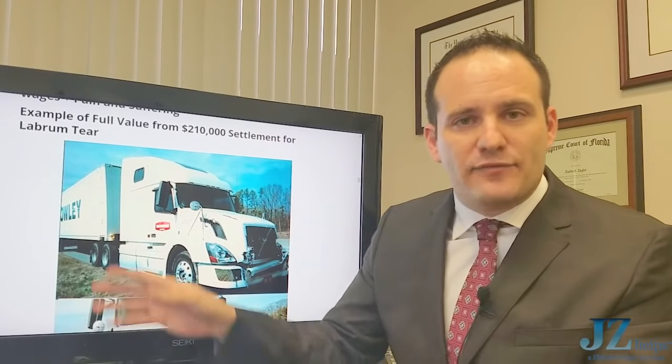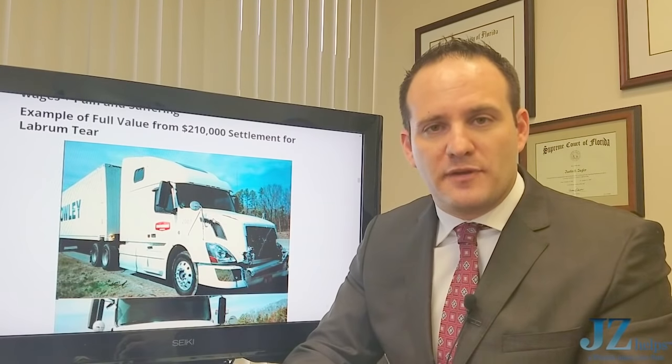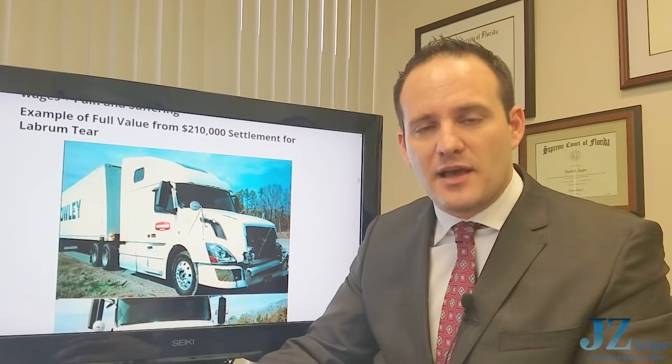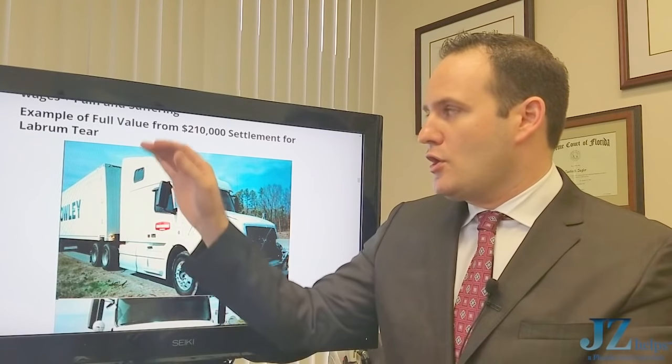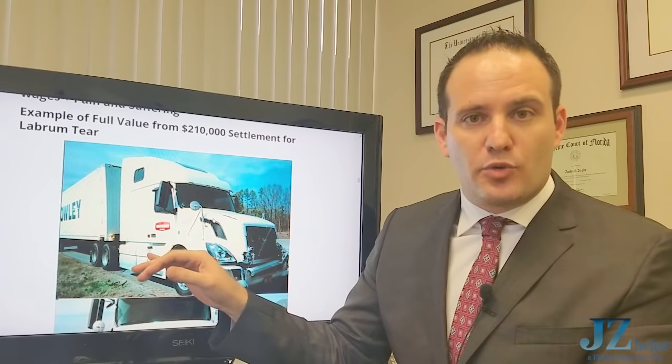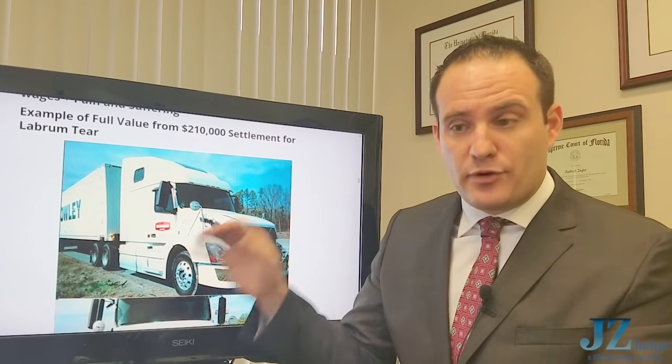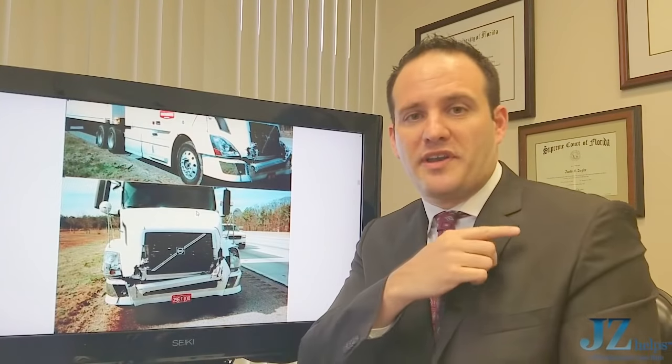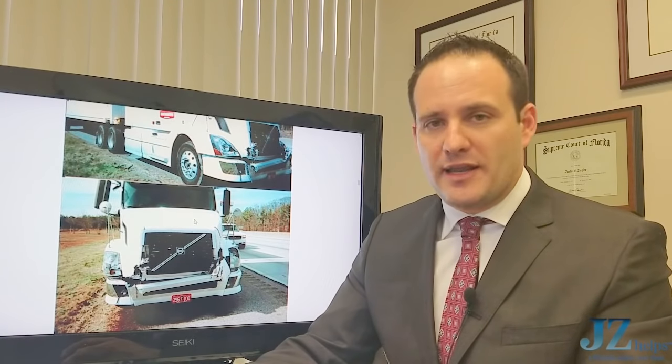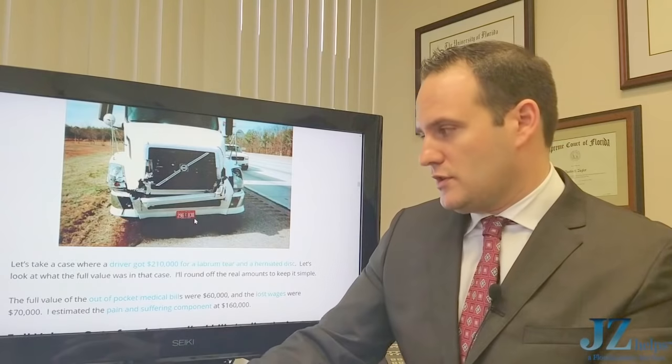The example I'm going to give to show you how we calculate the settlement formula is based on a $210,000 settlement, happens to be mine, where another truck rear-ended my client, who was a driver of another truck. He tore his labrum, which is in the shoulder joint. He also had a herniated disc. So this is the front of what the other truck looked like.